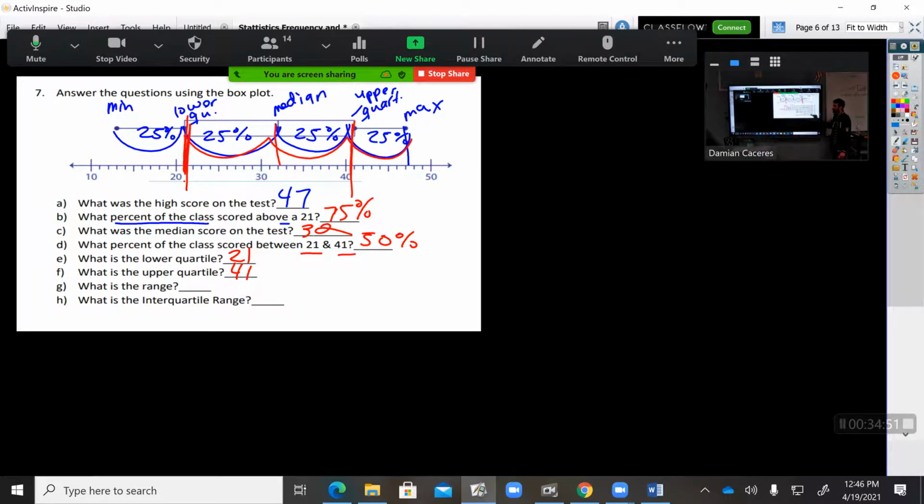Now, the last two say range on them. So we know we're going to subtract the biggest from the smallest. But if it's regular range, you subtract the biggest value, 47, from the smallest value, which is 13. That'll give you 34. That tells you how spread out your data is. Your data is spread out across 34 units. But interquartile range is a smaller value because it's only asking you to find how spread out your box is. So from 21 to 41, how you find out the distance between those two values is subtracting. 41 minus 21, 20.